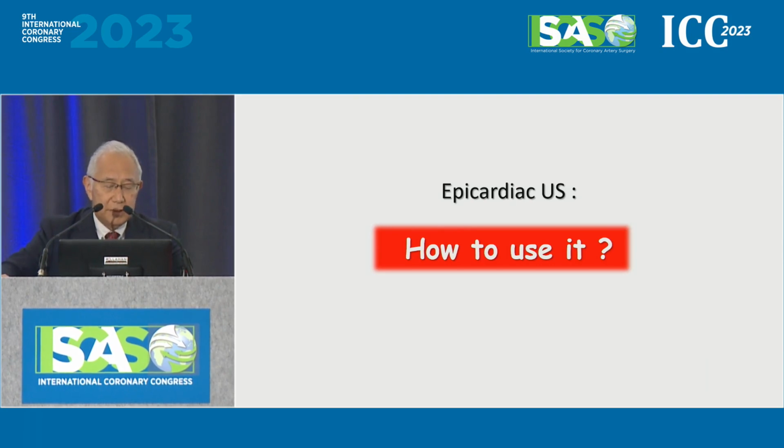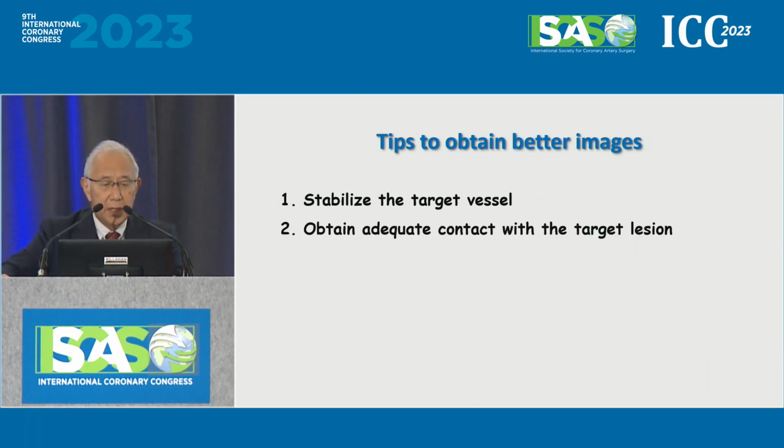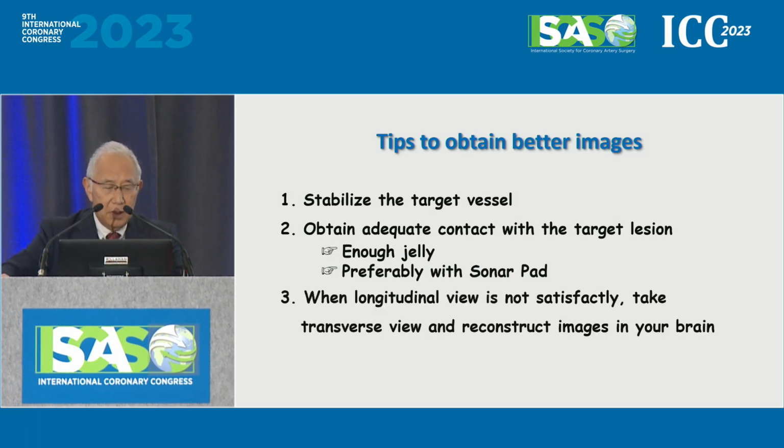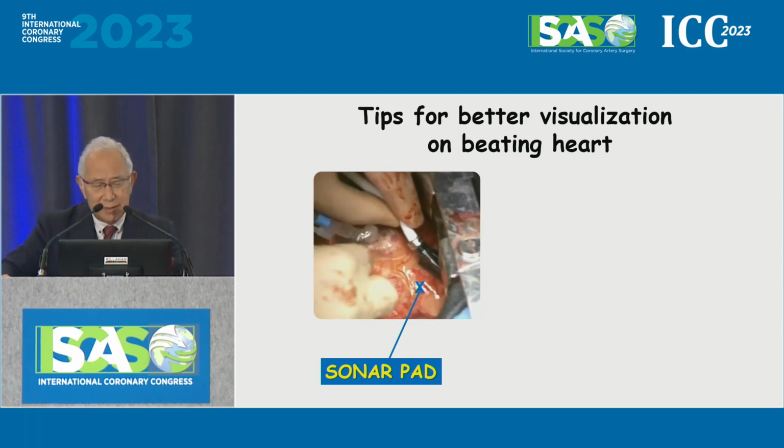So how to use it? Some kind of case, special cases. Tips to obtain better images: stabilize the target vessels, obtain adequate contact with the target region, enough jelly, preferably with sonar pad. When the longitudinal view is not satisfactory, take a transverse view and reconstruct images in your brain, and sometimes be patient. So, and the sonar pad, but it is sometimes slippery.